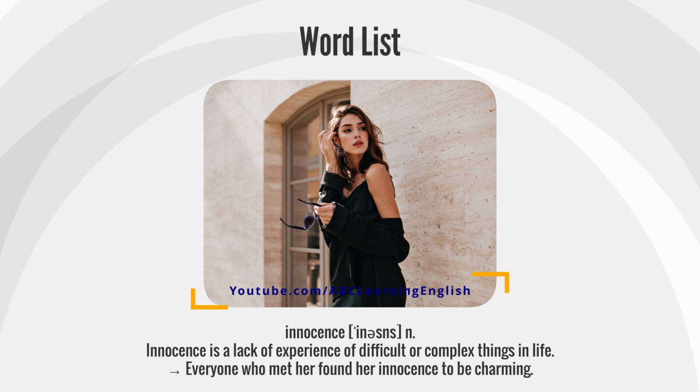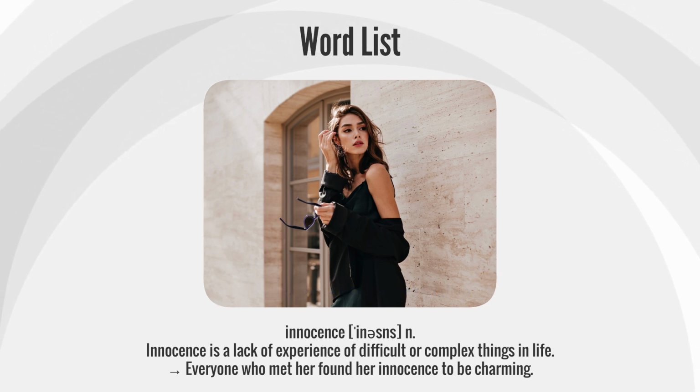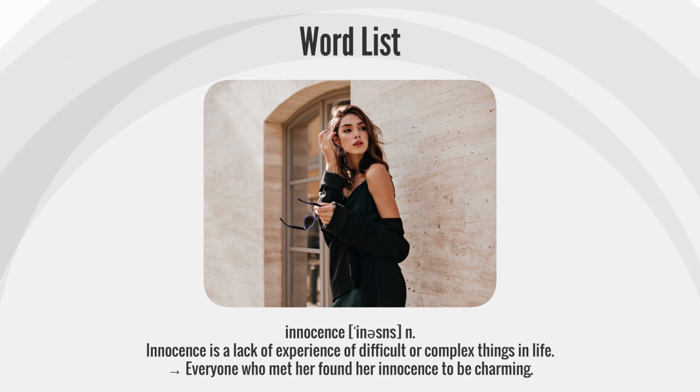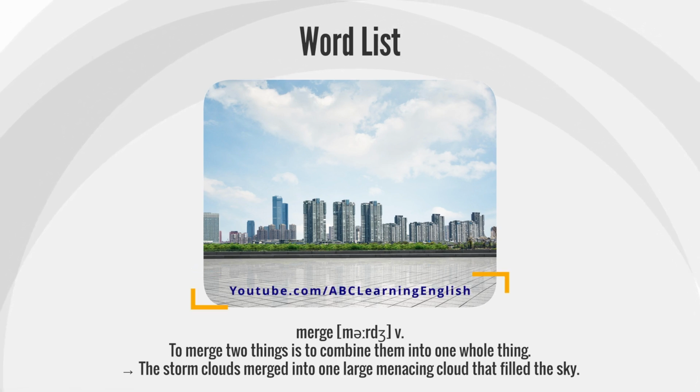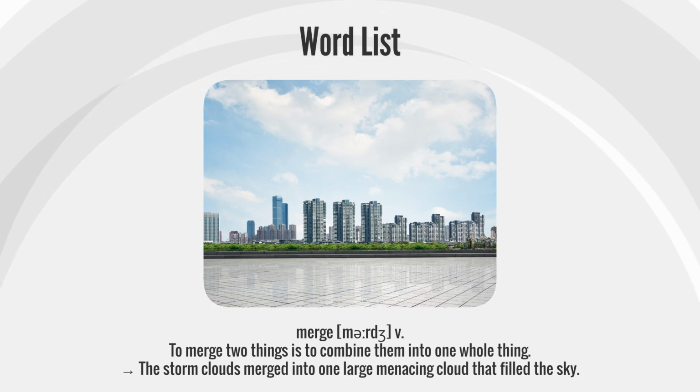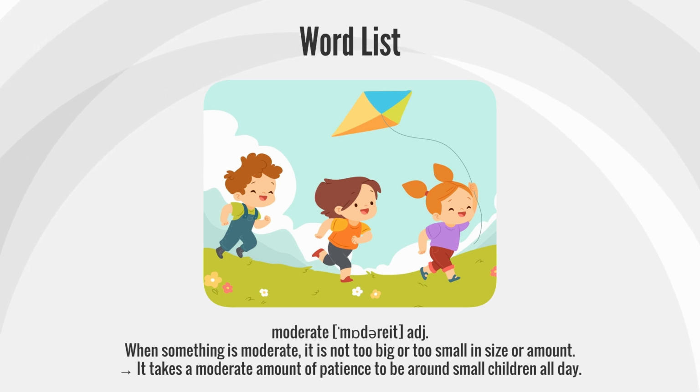Innocence. Innocence is a lack of experience of difficult or complex things in life. Everyone who met her found her innocence to be charming. Merge. To merge two things is to combine them into one whole thing. The storm clouds merged into one large menacing cloud that filled the sky. Moderate. When something is moderate, it is not too big or too small in size or amount. It takes a moderate amount of patience to be around small children all day.